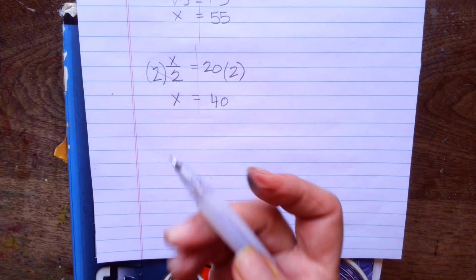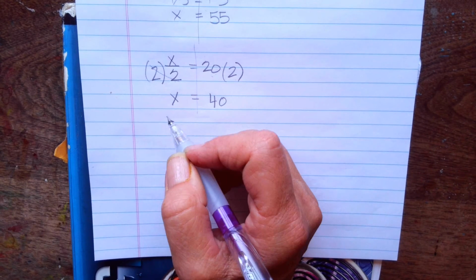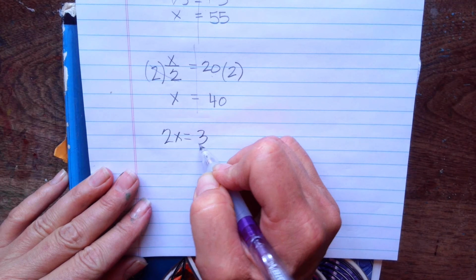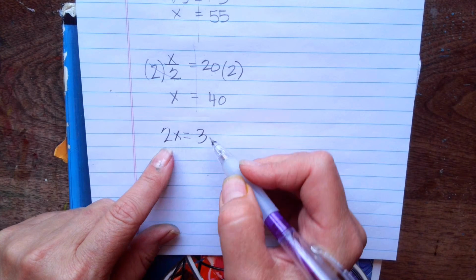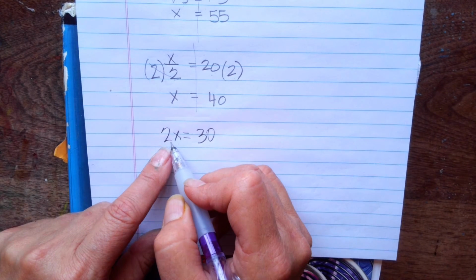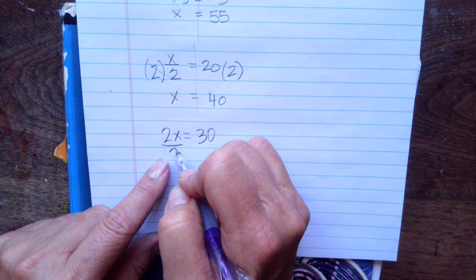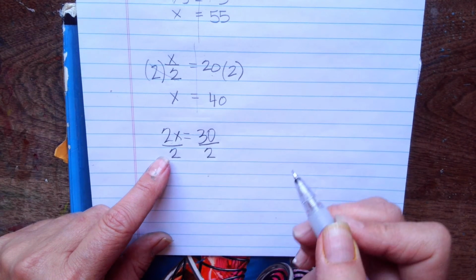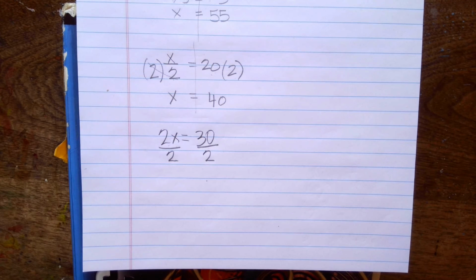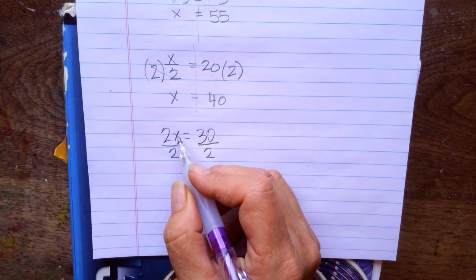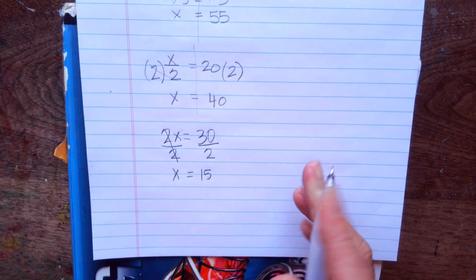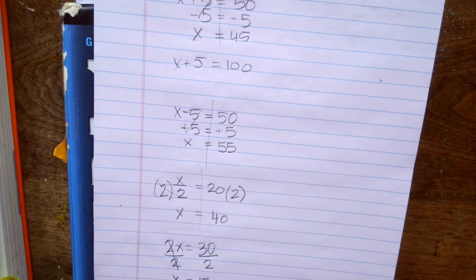Then the last type of problem that we're going to do is 2x equals 30. So they're multiplying, so we divide, and in algebra, this is how we show dividing. We just make it into a fraction. So 30 divided by 2, this cancels each other out, and 30 divided by 2 equals 15.